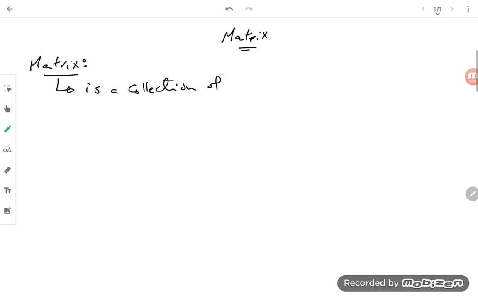Good morning. Today we are going to talk about matrix, in order to use matrix in finding equilibrium later on. What's meant by a matrix? Matrix is a collection of numbers ordered by rows and columns.